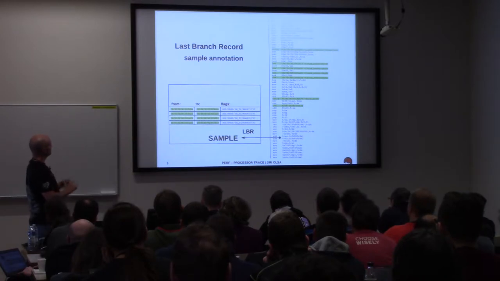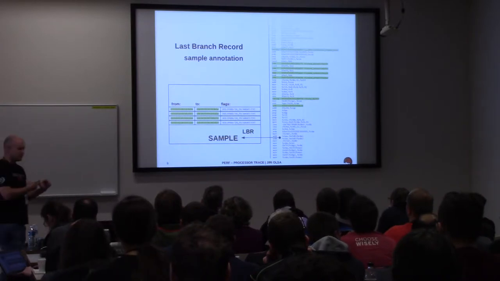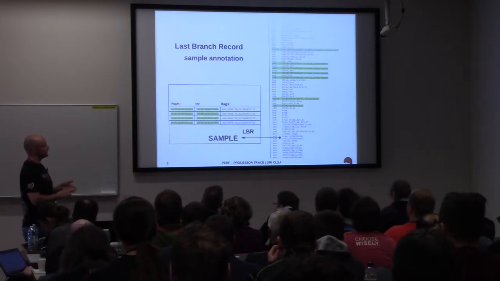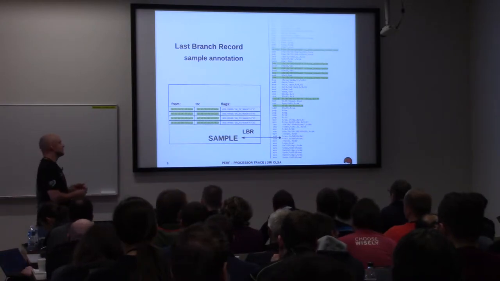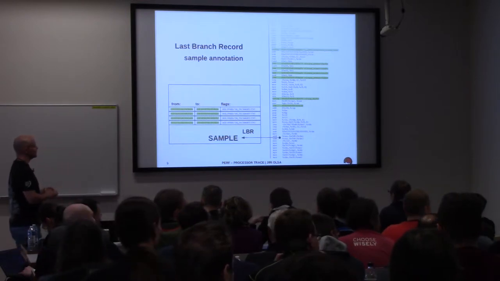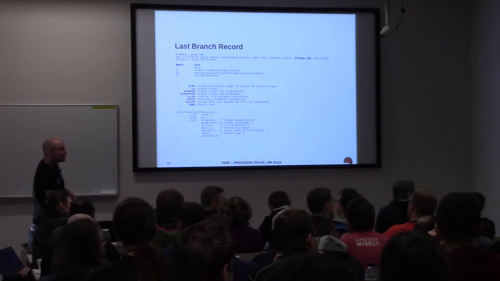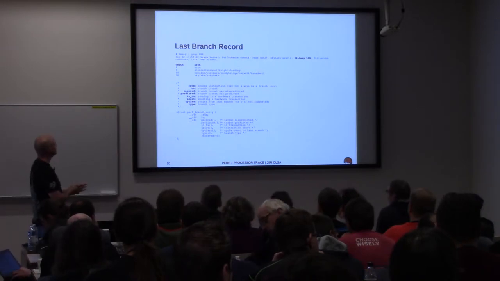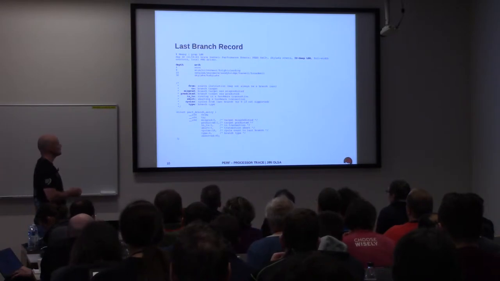For every branch, we store the source and destination address. And we also store details about the jump, which are the usual flags that you want to know about the jump: if it was predicted, mispredicted, if it was part of a transaction. And we can also get the number of cycles that were spent from the previous jump. Quite useful information.